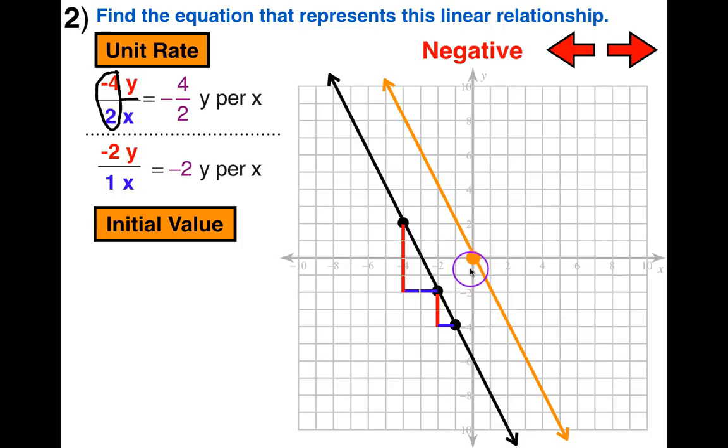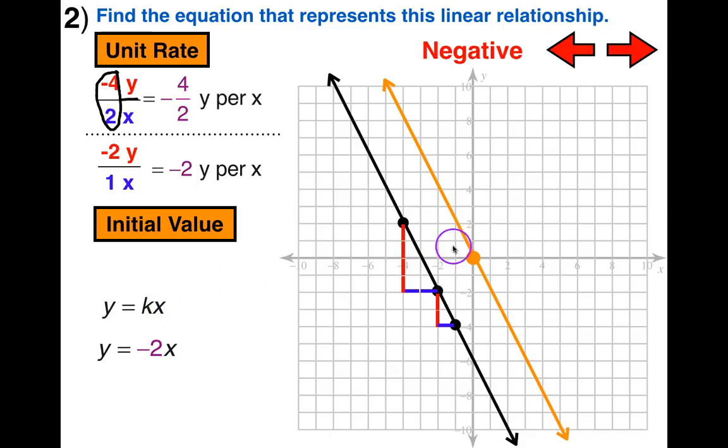Okay, like this orange line here. If it did, then it would be a proportional relationship and it would follow the form y equals kx. So therefore, my equation would be y equals negative 2x. Okay, but obviously that's not the case, right?